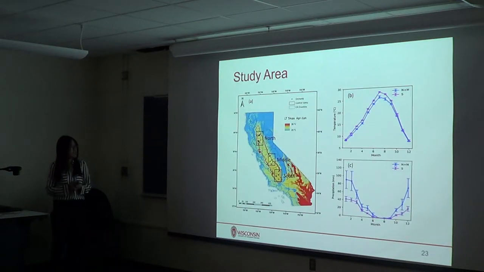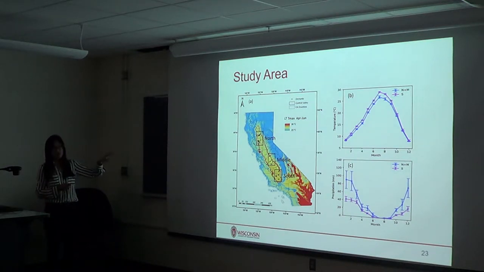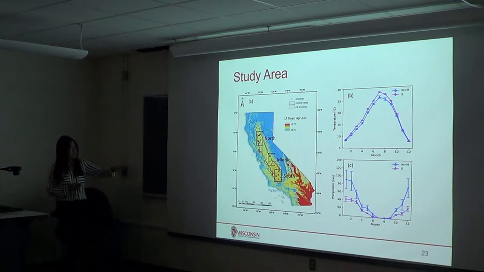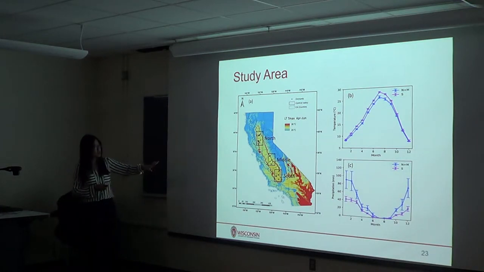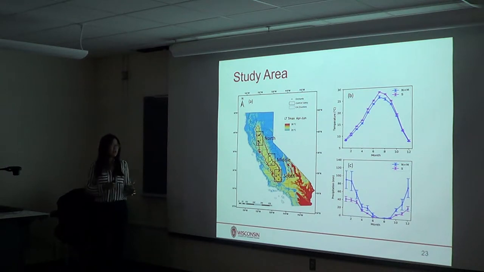This is our study area. The Central Valley of California is a very productive region, and almonds are distributed across the entire Central Valley, including the north, middle, and south regions. We can see that the south region has higher temperature than the north, but less precipitation. Later, we found that this climate difference can actually help explain why the south region has higher yield than the north region.